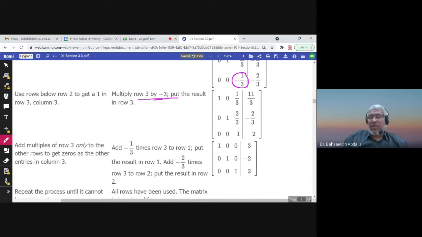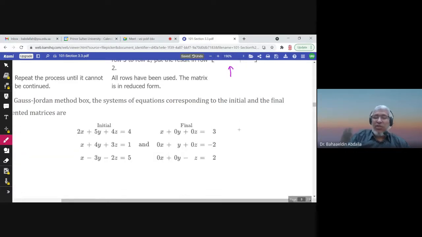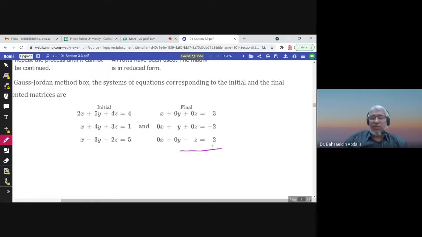And now the last step is to use this one to make these numbers zeros. This is 2 over 3, so I will multiply row 3 by negative 2 over 3. And this is 1 over 3, so I will multiply row 3 by negative 1 over 3. And this would be the answer. Now I reached the last step. And I can say that x is 3, y is negative 2, z is 2, and that's just the answer.